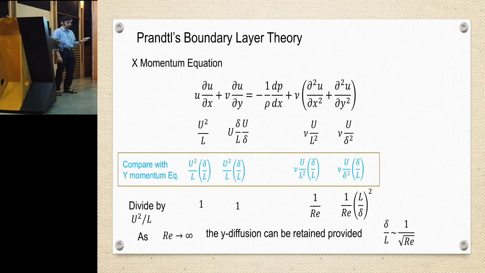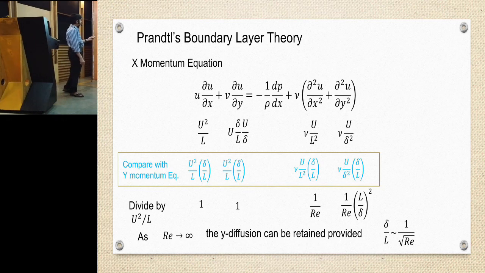Look at the x momentum equation. Again, do an order of magnitude analysis. Okay, and now I have also reproduced the y momentum order of magnitude terms. And now, when you compare with each of the terms in the x momentum equation, you will see that all the terms are less by a factor delta by L in the bracket, and so it was justified neglecting those terms. Okay.